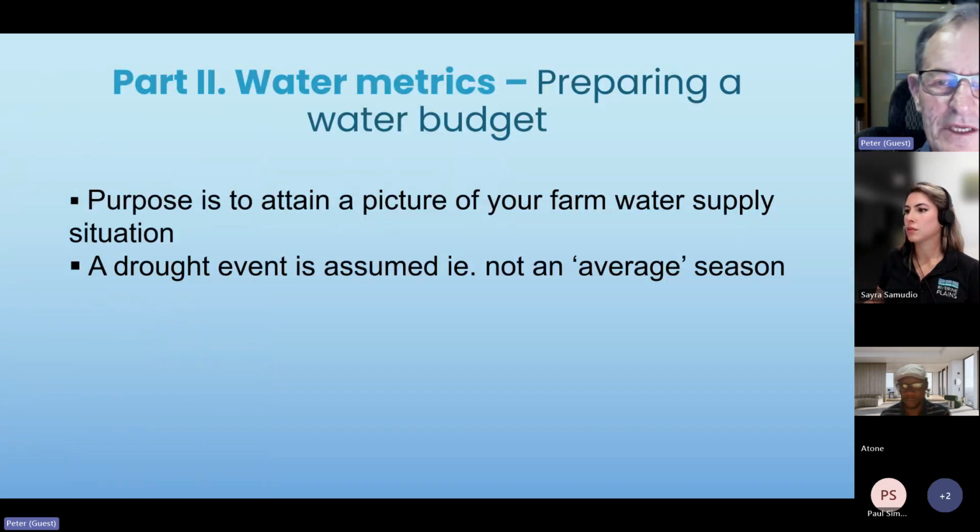In terms of water metrics, the idea is to prepare a water budget, and it's getting a picture of your farm water supply situation. That's what we're after, but in a drought time or a dry time. We're not looking at average seasons situation. We're looking at a dry time.